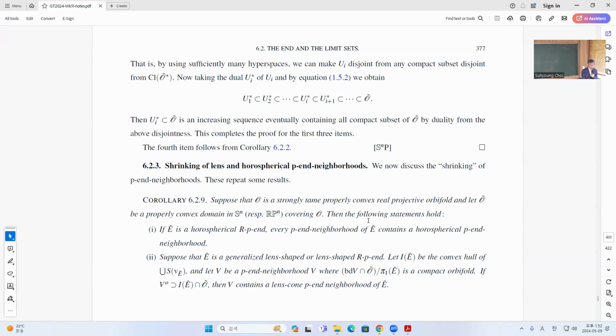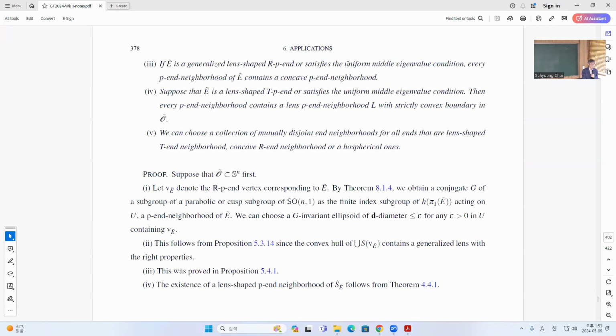And then next, I want to talk about shrinking the lens in the horospherical neighborhood. So for example, if you have a horospherical RPN, then any P neighborhood will contain a smaller horospherical PN neighborhood inside. And if you have any generalized lens or lens-shaped RPN, it's a convex hull, and P is any PN neighborhood so that this boundary intersect O tilde is compact. Then if this contains this intersect O tilde, then P contains some lens cone. Okay. So this is because this is sort of the minimal of the lens cone. Okay. And also every PN neighborhood will contain some concave PN neighborhood. Okay. So that's shrinking.